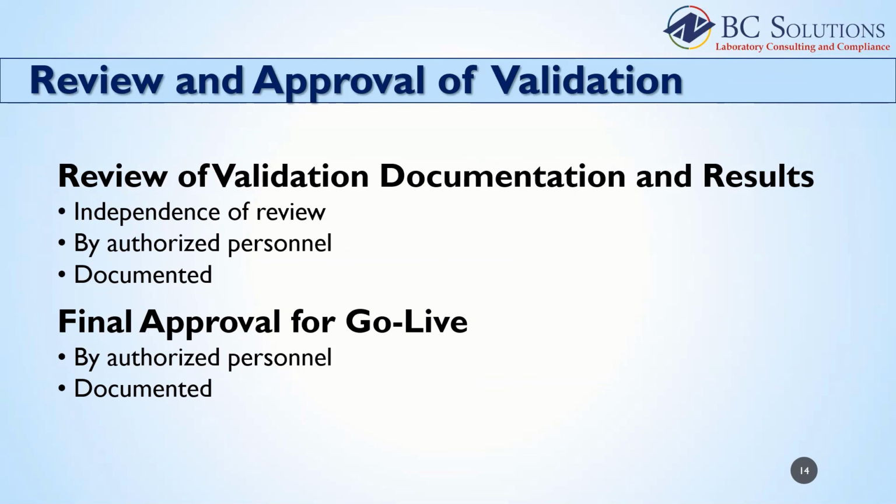The reviewer should make sure that you have addressed everything that you said you were going to address in your validation plan or policy, and that all documentation is correct and complete. The reviewed validation documents should be signed and dated by the authorized personnel. Lastly, there needs to be documentation of the final approval to go live with the validated software. Final approval will indicate that all high-risk issues have been mitigated or addressed, and the final approval has been granted to go live.